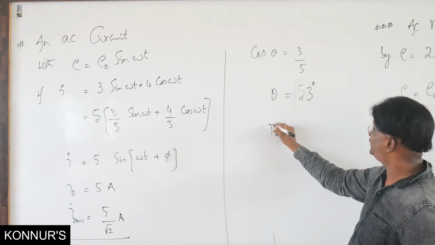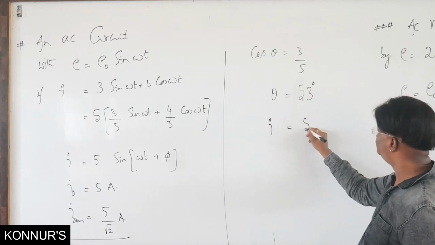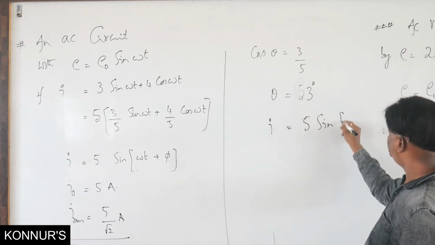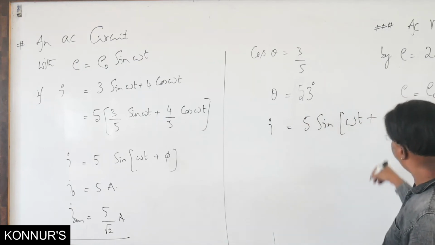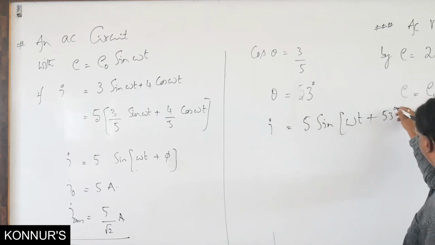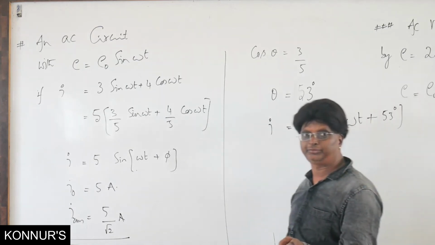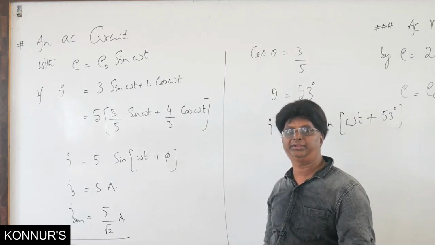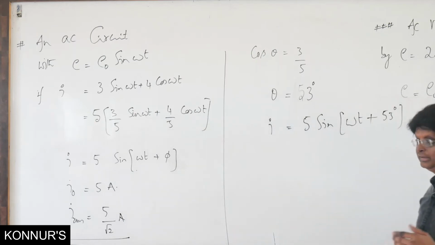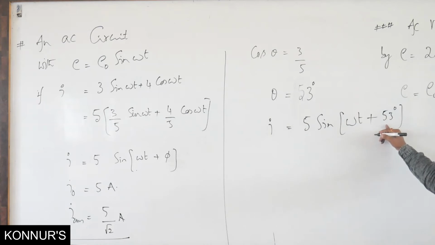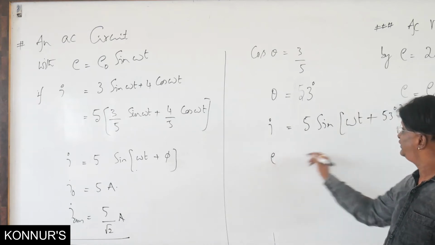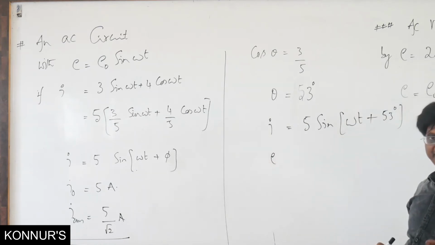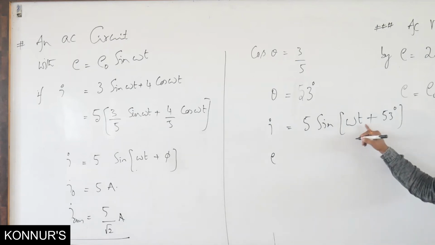Therefore now I am writing it as I is equal to 5 sin of omega t plus 53 degrees. Of course you can also convert it to radians, by the pi by 180 factor. Now this 53 degrees happens to be the phase difference, such that it is omega t plus.